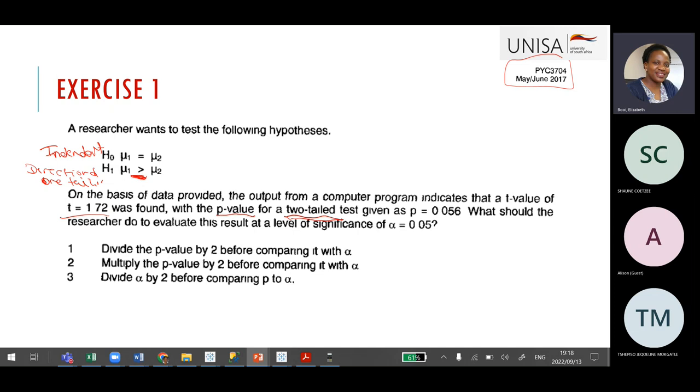Make a decision or look at the question. I've come to realize that in your module, sometimes it's not always as straightforward. You need to read your question and the options given to guide you in terms of what you need to do. So let's first read the statements and then decide what will be the correct answer. Number one, divide the p-value by 2 before comparing it to the alpha. Number two, multiply the p-value by 2 before comparing it with alpha. Number three, divide alpha by 2 before comparing it to the p-value.